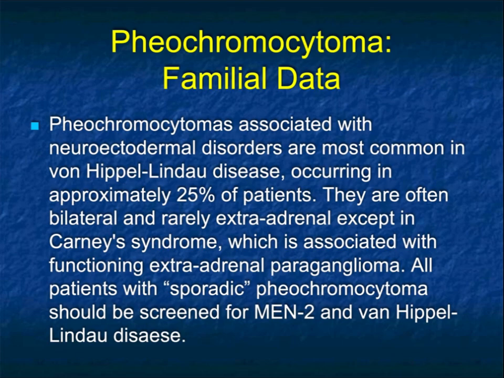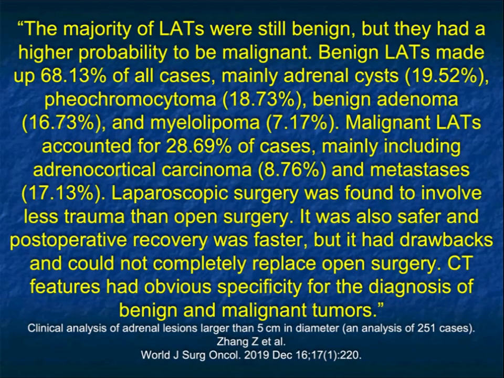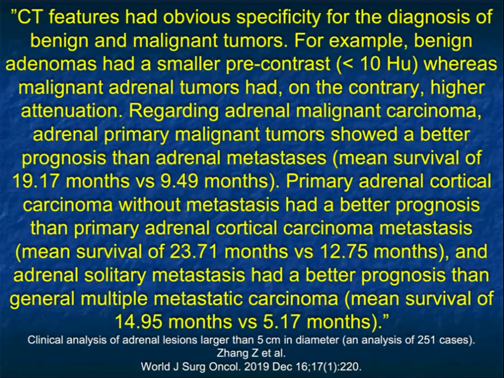So one of the things to think about when you have bilateral Pheos, you always have to think about the possibility of a syndrome. And also when you see Pheos in younger patients, you need to consider the possibility of syndromes. And that becomes very, very important. Now, in terms of size, often the Pheos that occur in patients with syndromes are a bit smaller. Remember, I showed you examples of large pheochromocytomas. This article talks about lesions over 5 centimeters, and pheochromocytomas made up about 18% of those cases.